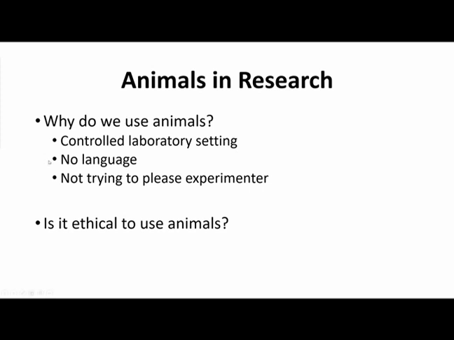Animals have no language, so they don't have those pre-existing associations. A lot of studies with humans, if you give humans directions, the way that you give them directions, or the directions that you give, can then bias their behavior and change the outcome.